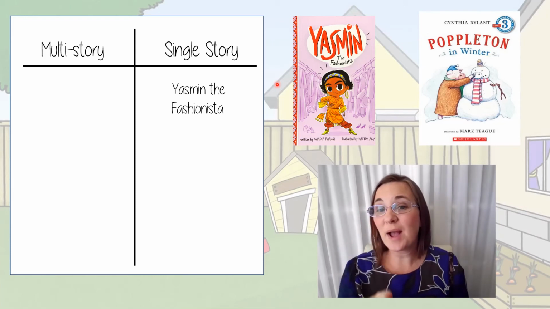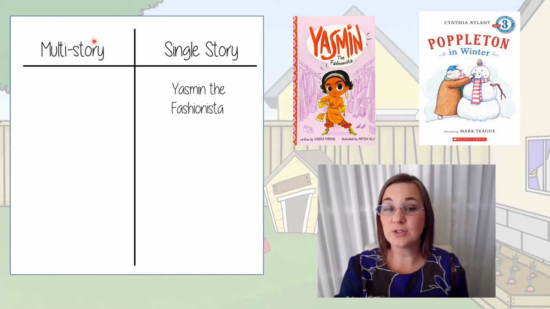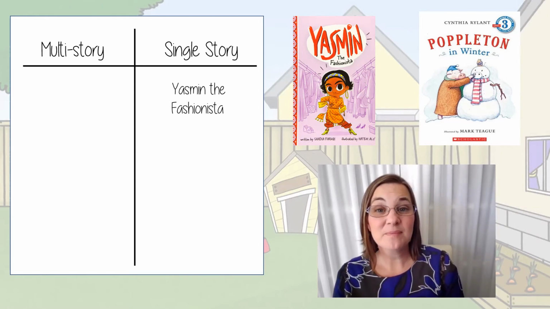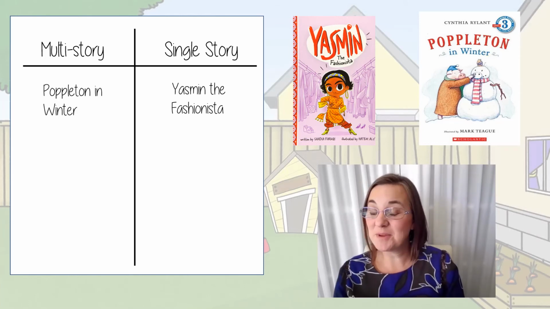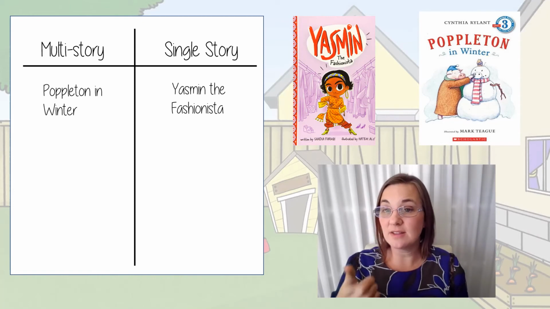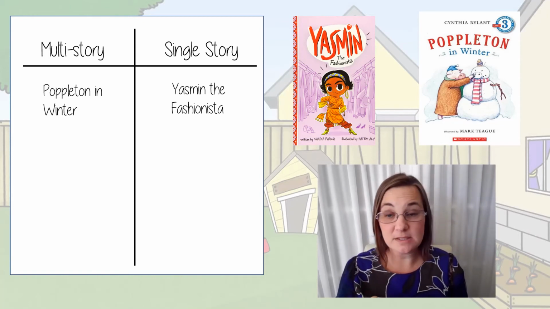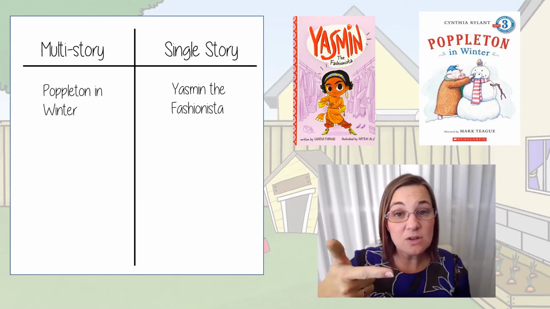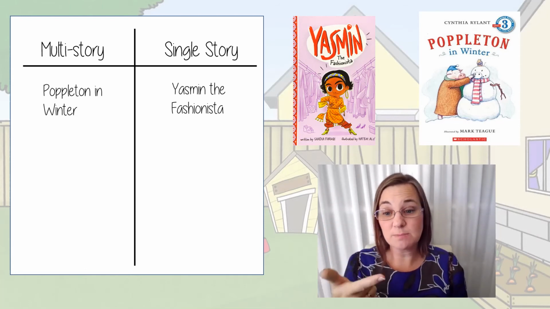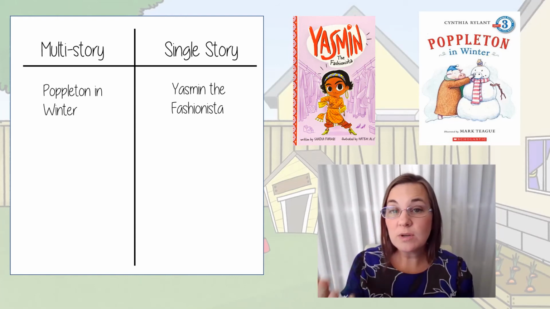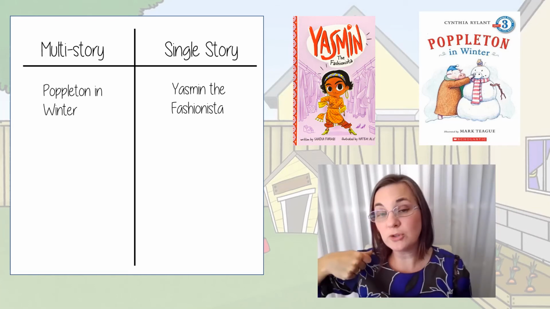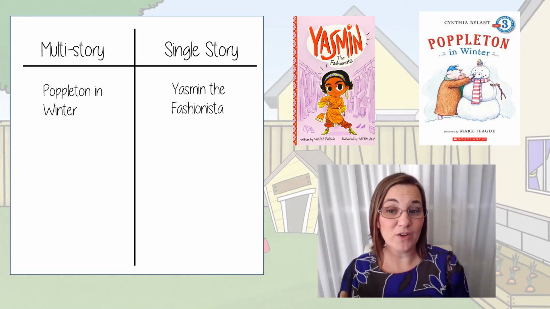Pause the video and write the title Poppleton in Winter, either under multi-story or single story. Go ahead, pause the video and write. Where did you put it? Did you put it under multi-story? That would be right. Remember, in Poppleton in Winter, we had the story Sleigh Ride that had its own problem and solution. We had the story Icicles, where there were even different characters because it was Poppleton and the Finch in that story. And there were other stories in there too. Each chapter you could pull out and make its own story all by itself. So that was a multi-story chapter book.